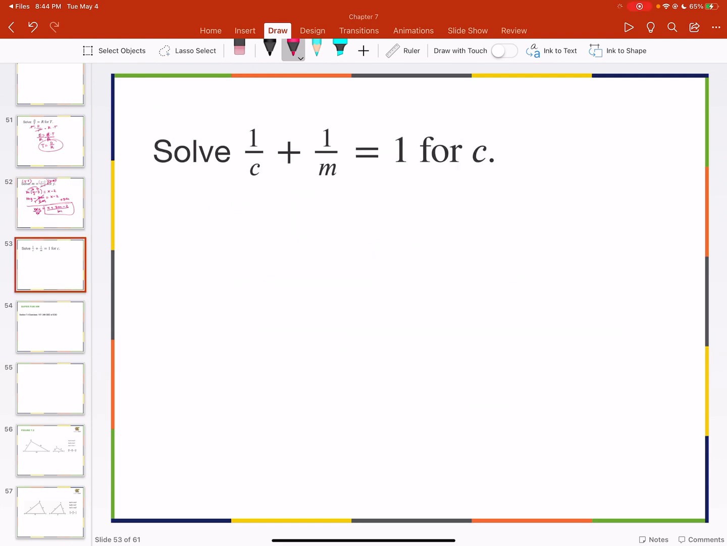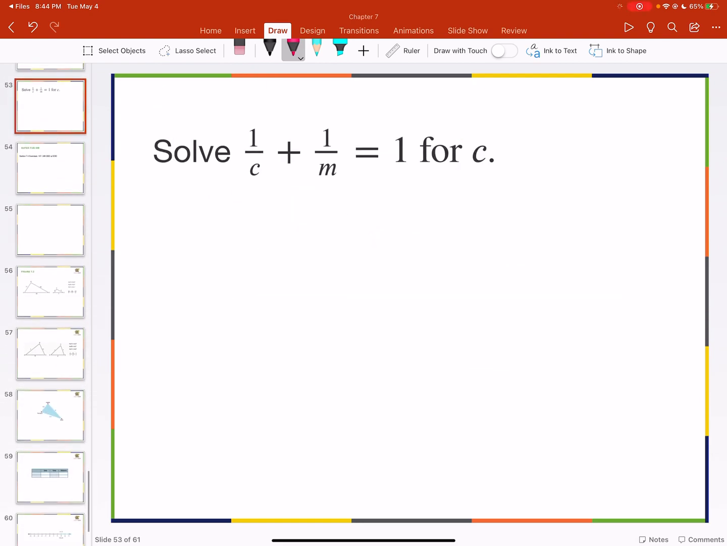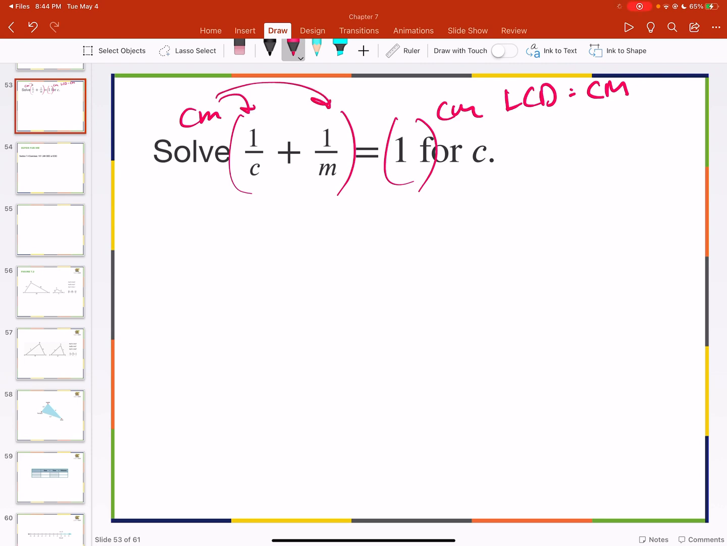Okay, let's try one more. Solve this for c. Now here's where we use our LCD. Our LCD is going to be cm. So let's clear the fractions on both sides. So cm, we're going to distribute this. On the first, the c's will cancel out and you're going to be left with m. On the second, the m's will cancel out and you'll be left with c. And then on the right-hand side of the equation, it's just cm.